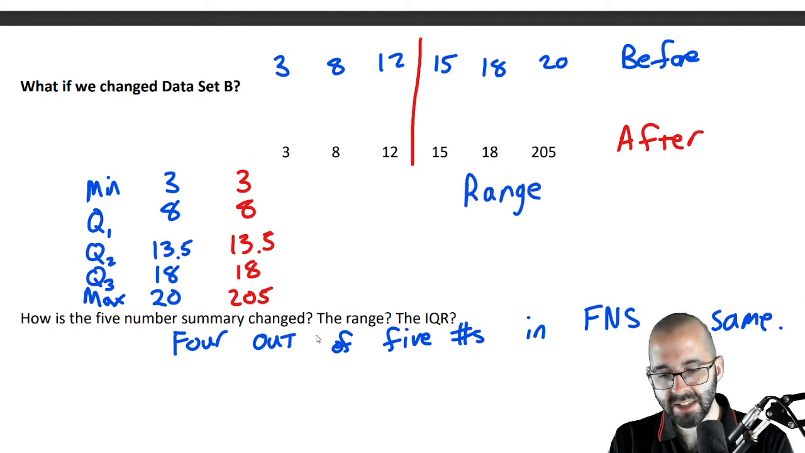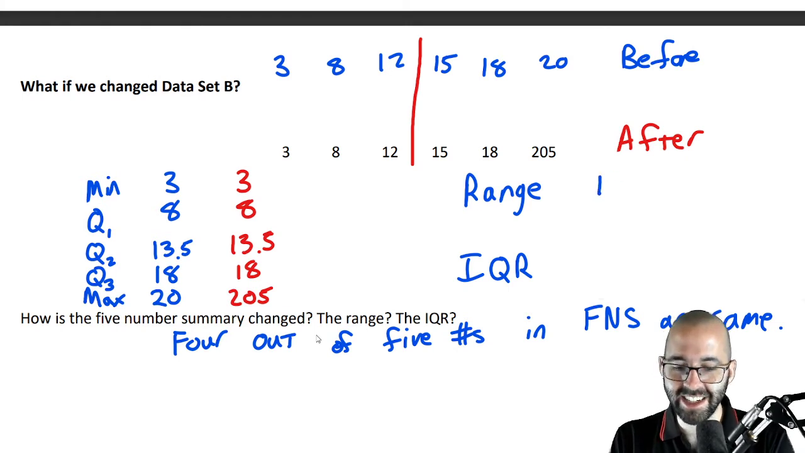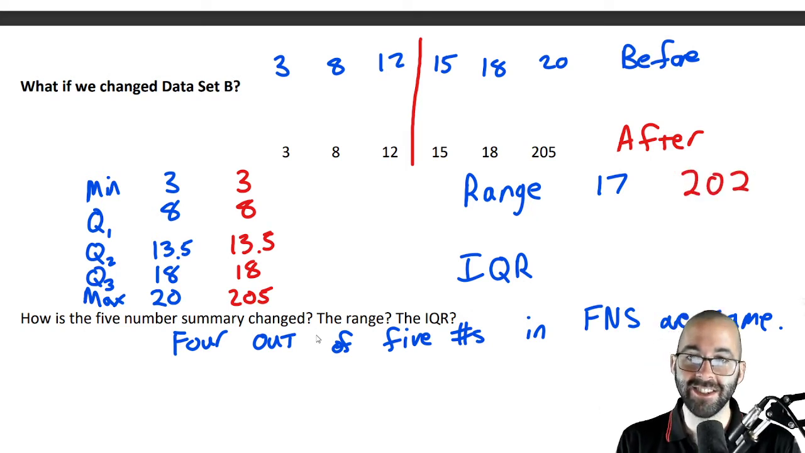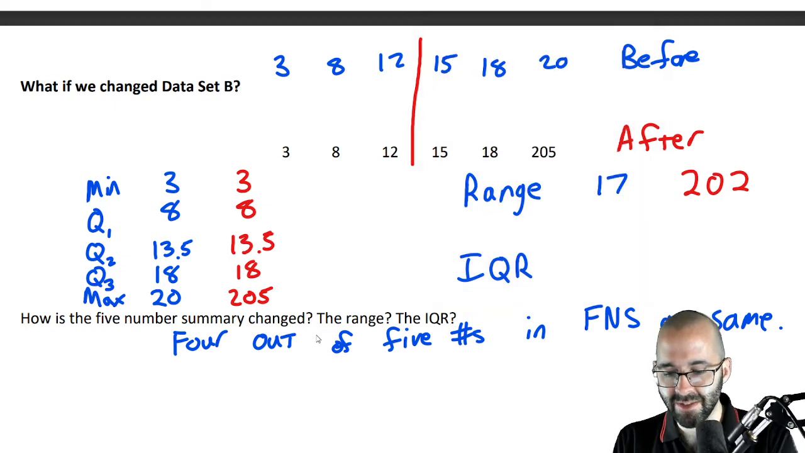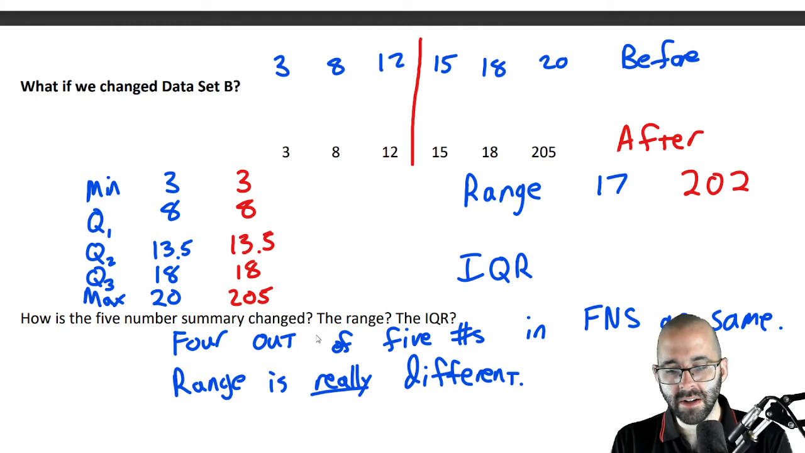Okay, let's look at the range and the IQR. Let's see how those changed. So before, the range was the biggest minus the smallest. So 20 minus 3 is 17. And afterwards, if we subtract the smallest from the biggest, 202. Okay, so the range changed a lot. Let's write that down. Range is really affected by outliers.